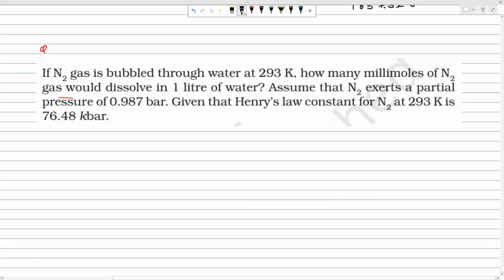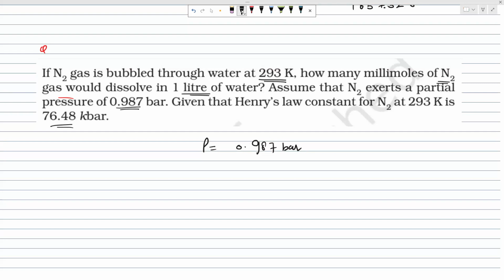So it is saying that N2 gas is bubbled in water at 293 Kelvin. Temperature is given to you. How many millimoles of N2 would be dissolved in 1 liter of water? Assume that N2 exerts a pressure of this one bar. So you can write that the pressure is given as 0.987 bar. And it is given that the Henry constant for N2 at this temperature is 76.48 kilobar.